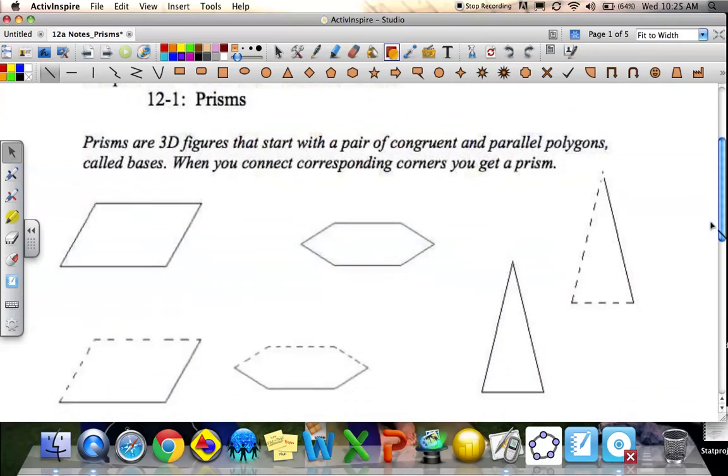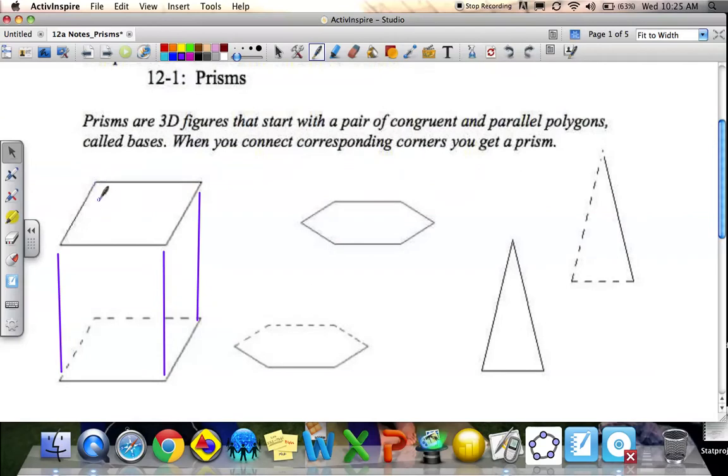You get a prism. So here are two congruent parallel polygons, and they look to be square. So if I connect corresponding corners, you can see the shape that evolves. And I'm just going to make a dotted line in the back, because you would not be able to see this. Okay, not very straight, but you get the idea.